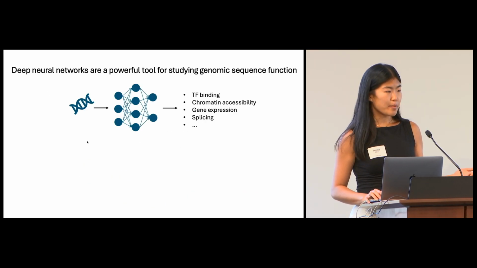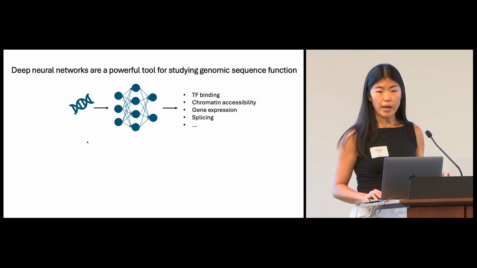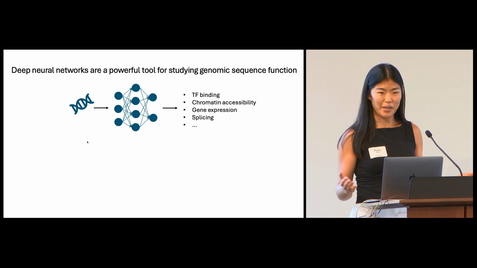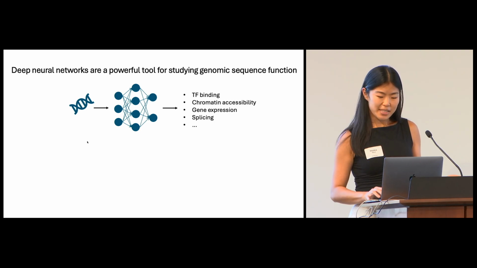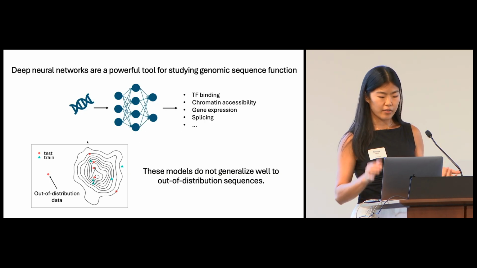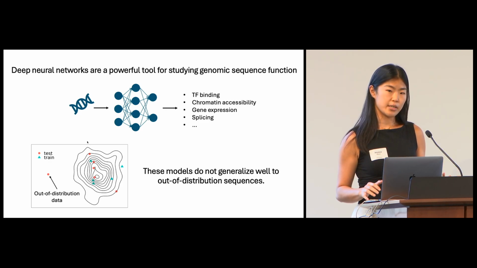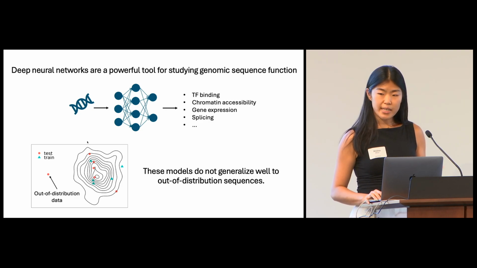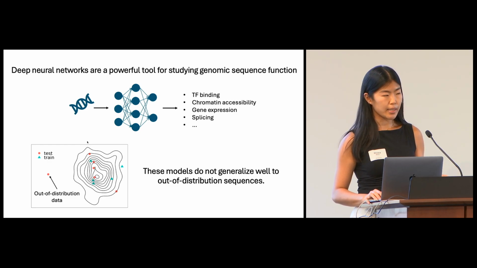In recent years, deep neural networks have become a very popular and powerful tool for studying genomic sequence function, which is why we're all here today. But it's not always clear how well they generalize to out-of-distribution sequences, or DNA sequences that differ significantly from what the model saw during training. So it'd be nice if we had a way to quantify how certain our models are about their inferences, as this would give us a way to improve the quality and reliability of the biological conclusions that we draw from the application of these tools.